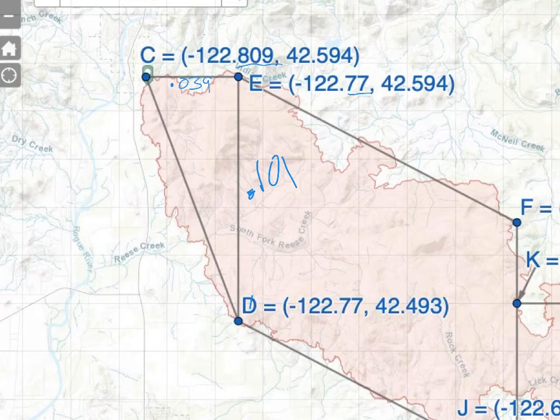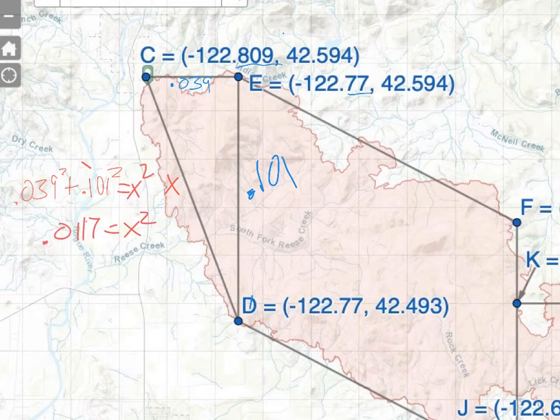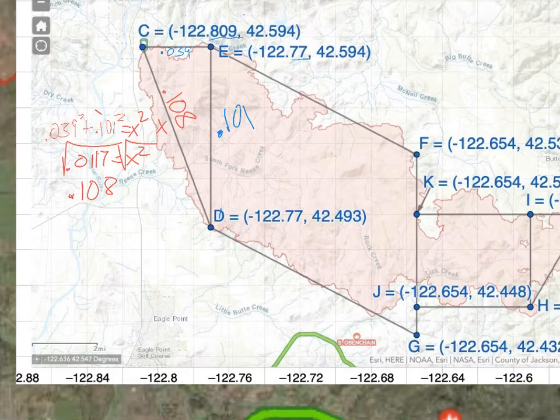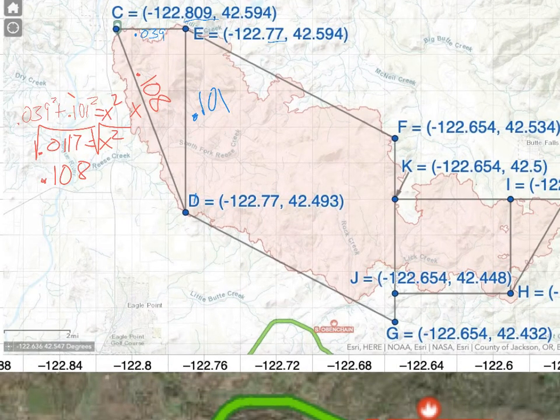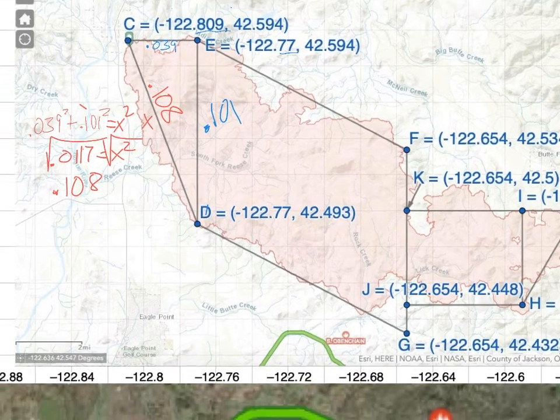And then we could use some Pythagorean Theorem to get this. If we call this x, we could take 0.039 squared plus 0.101 squared equals c squared, or x squared in this case. And then we end up with 0.0117 equals x squared, and we can square root that. And we get 0.108, so that's the length of this. So that's the idea, and that's how we can work around here for this perimeter. Again, using some Pythagorean Theorem down here.